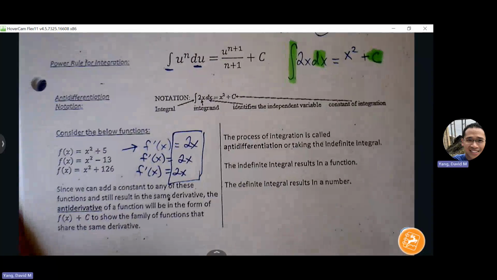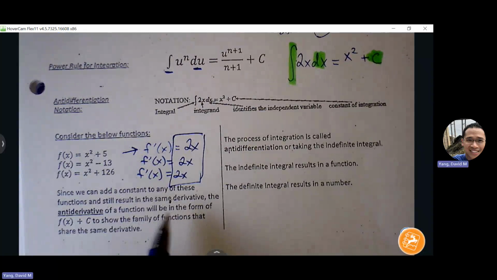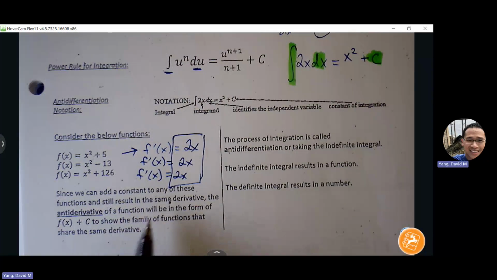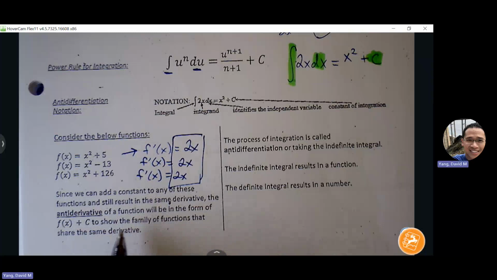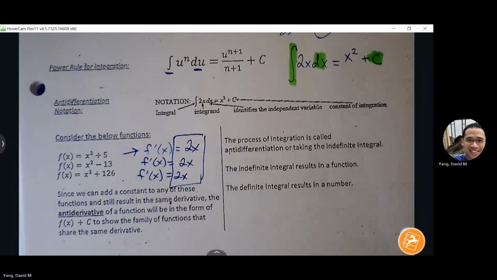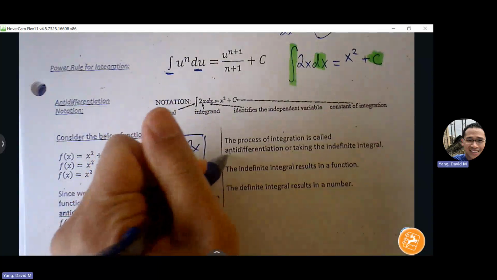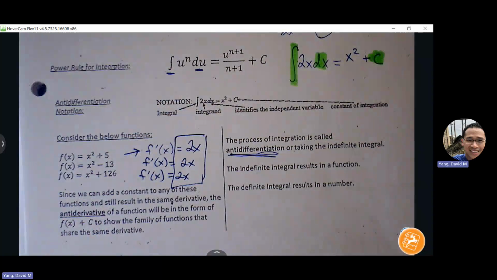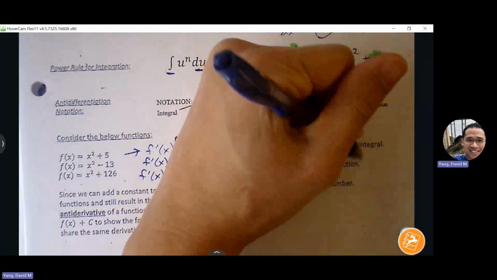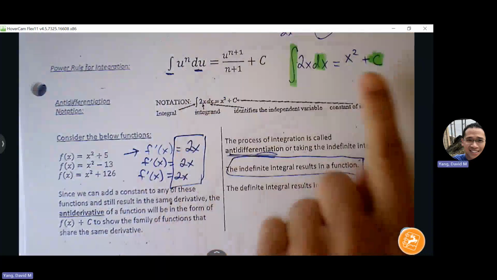Okay, so since we can add constants to any of these functions and still result in the same derivative, the antiderivative of a function will be in the form of f of x plus c to show the family of functions that all share the same derivative. The process of integration is called antidifferentiation, or taking the indefinite integral. An indefinite integral results in a function, like we always see here.